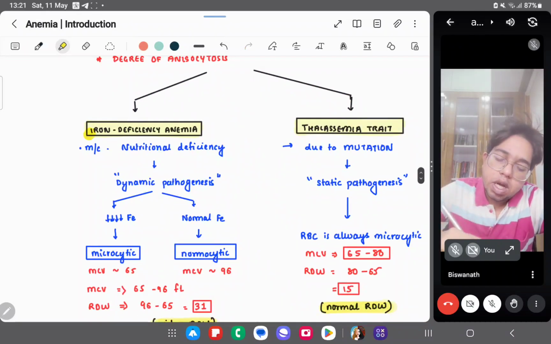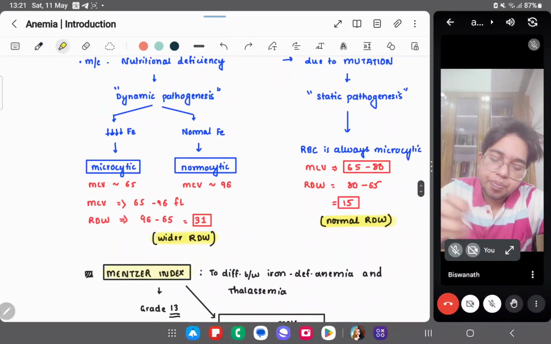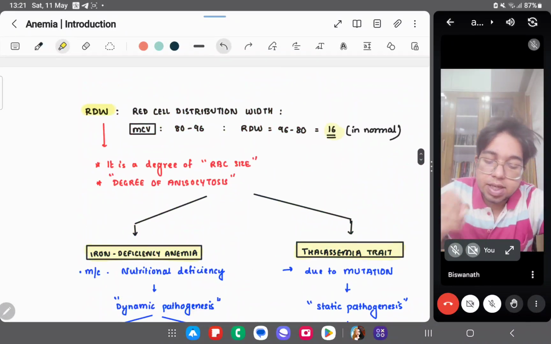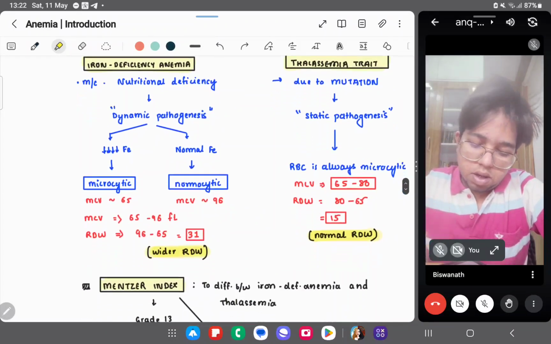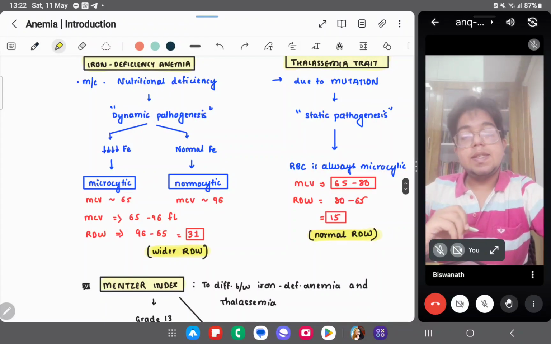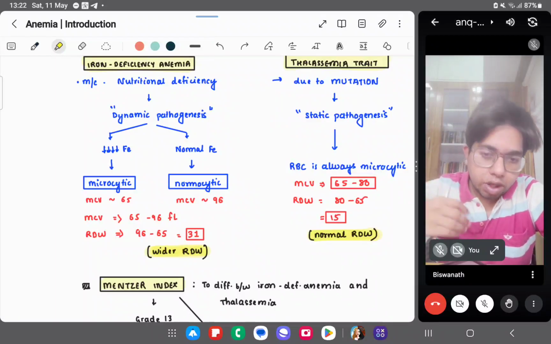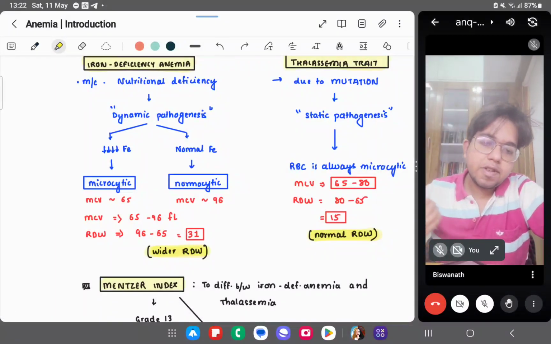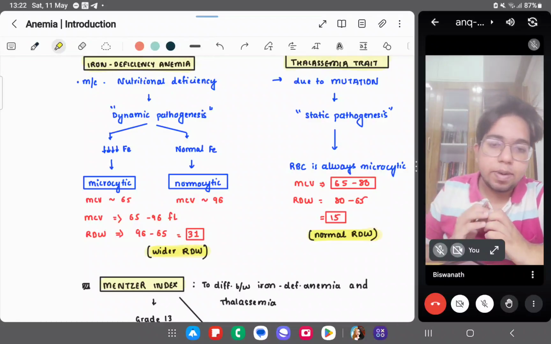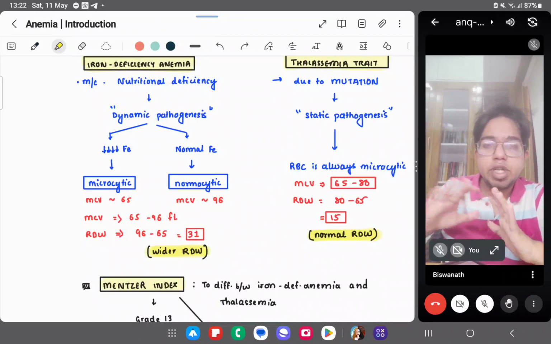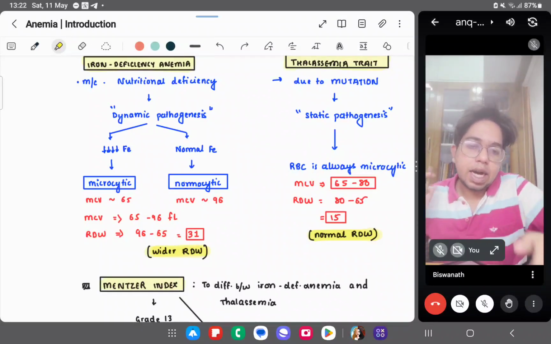Iron deficiency anemia is the most common nutritional deficiency anemia. It has a dynamic pathogenesis. Dynamic pathogenesis means the nutritional deficiency varies according to the nutrition you take. But in genetic abnormality, we have a static pathogenesis. That is, the cause will be static at that point. That much mutation has occurred means occurred. You can't really increase or decrease that mutation.